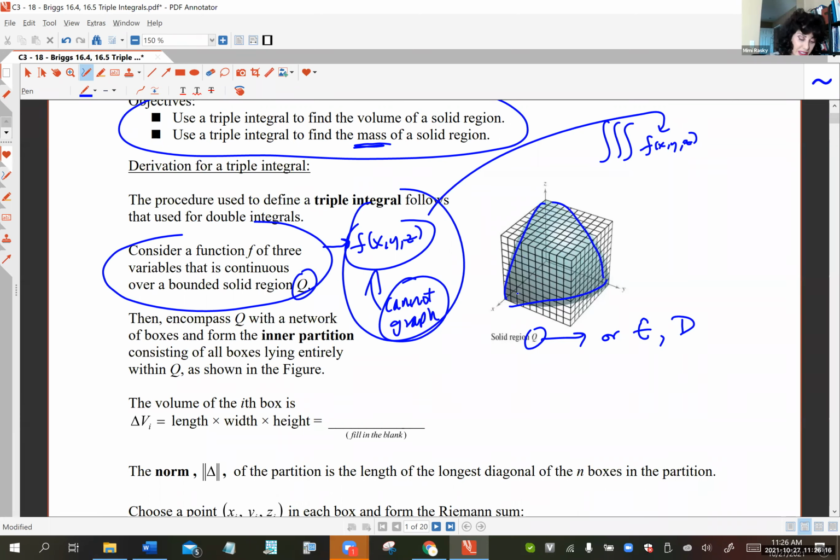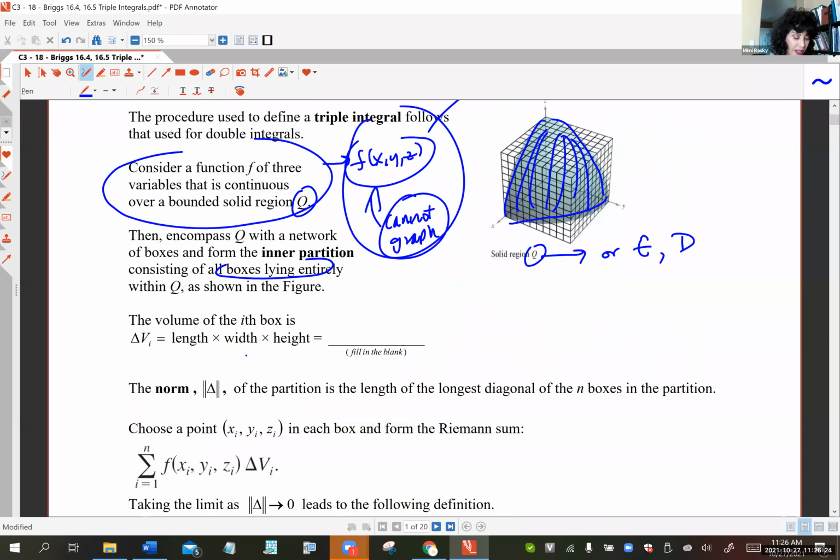We're going to encompass this solid Q with a bunch of boxes, like a cage of boxes that lie entirely within Q. And then we're going to consider a random little teeny tiny ith box. We're going to find its volume. So the volume of an ith box, call it delta V sub i, would be the length times the width times the height of said little box. And that'll just be some delta x sub i times delta y sub i times delta z sub i.